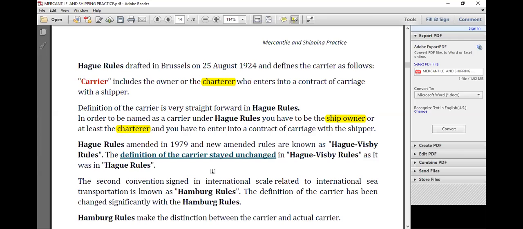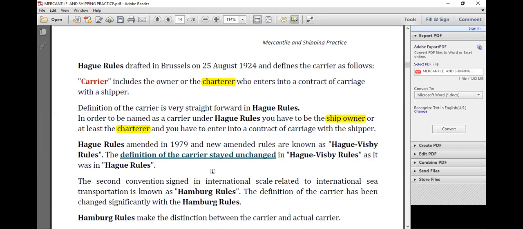And the definition of the carrier stayed unchanged in the Hague-Visby Rules as it was in the Hague Rules, which means that it still remained the way it was defined in the Hague Rules. So the definition was never altered, though some rules were slightly changed in the Hague-Visby Rules as opposed to the way they were in the Hague Rules, because it was found that the Hague Rules mostly were favoring the carriers, that is the ship owners, as opposed to the shippers, that is the exporters.